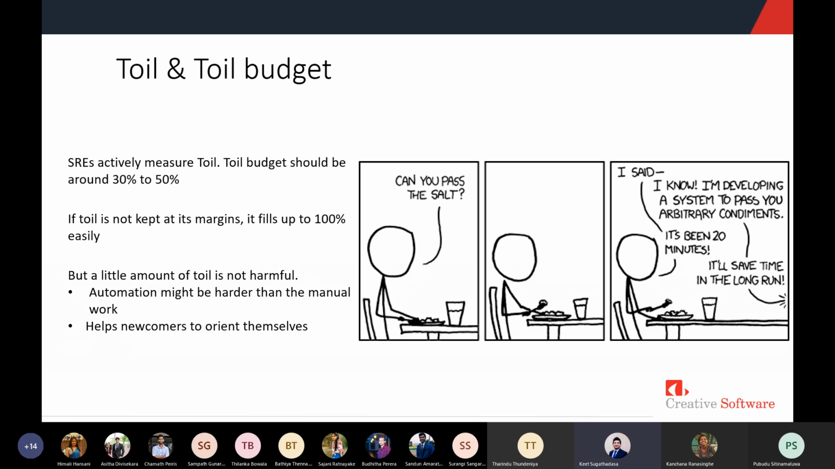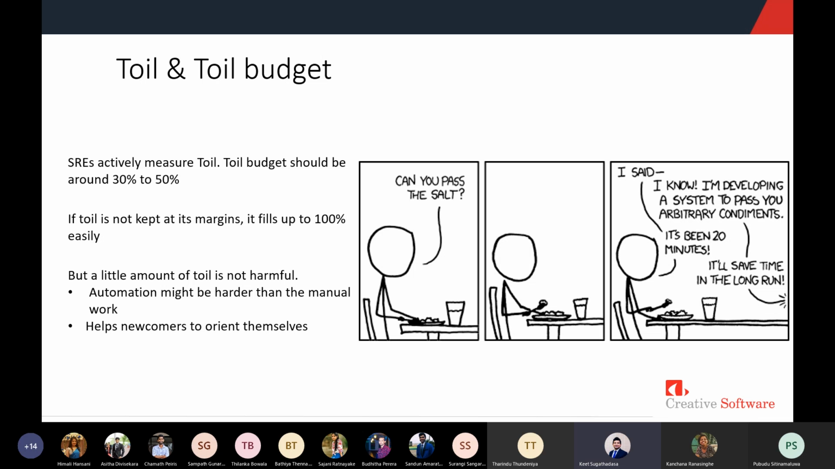So similarly, every SRE has a toil budget. This is not a huge concept, because by toil budget we mean that any SRE is allowed to do manual work up to about 50%. We expect it to be 30%, but sometimes during the day you might get some manual work where you have to go to logs, check logs and see what happened. So these are manual work. So it's okay to do that for 50% of the time.